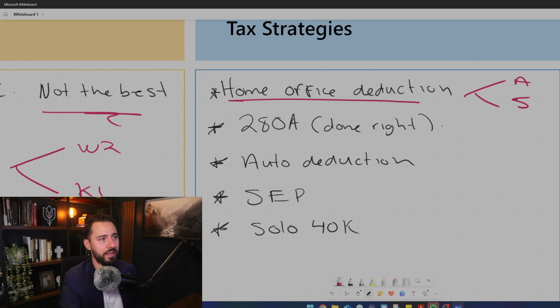The 280A, also known as the Augusta Rule, allows you to deduct your personal property for business expenses for 14 days out of the year. There's a lot of nuance to this strategy. It needs to be done right.